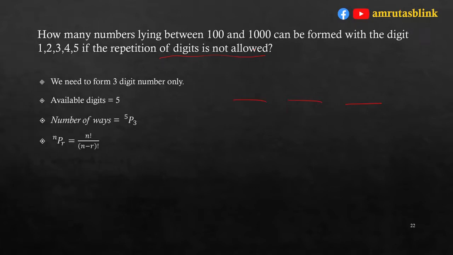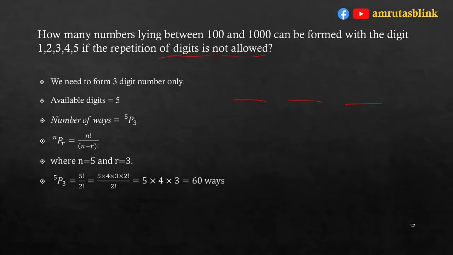Now we know the formula of nPr. nPr is equal to n factorial upon n minus r factorial. Now here n is equal to 5 and r is equal to 3. Hence total numbers will be 5p3, that is 5 factorial upon 5 minus 3, that is 2 factorial. Hence 5 factorial upon 2 factorial is equal to 5 into 4 into 3 into 2 factorial upon 2 factorial. 2 factorial gets cancelled. So 5 into 4 into 3 is equal to 60 ways, as in 60 such numbers are possible.